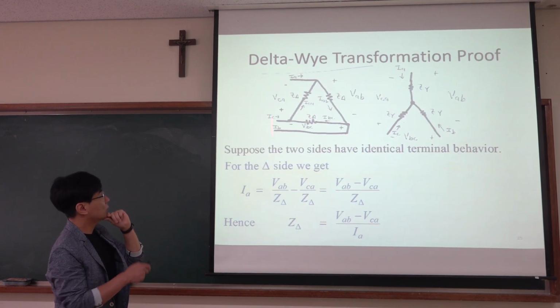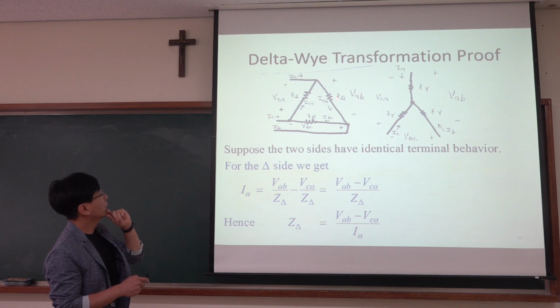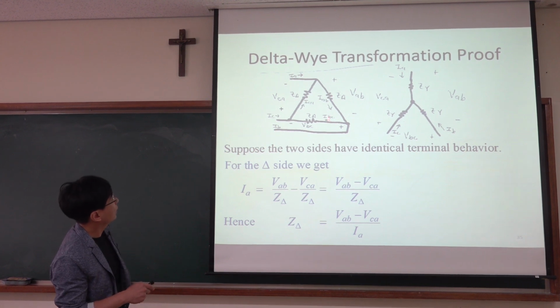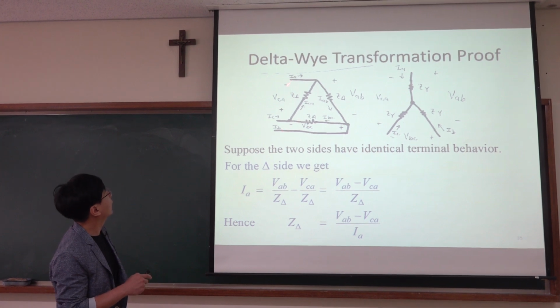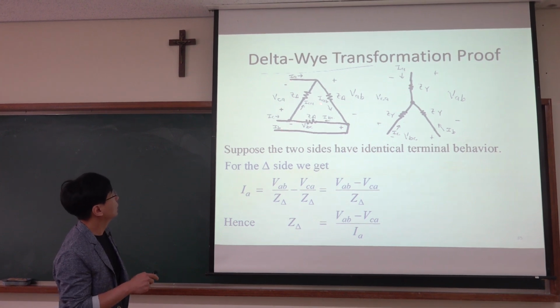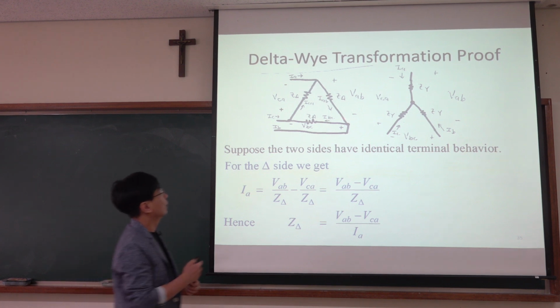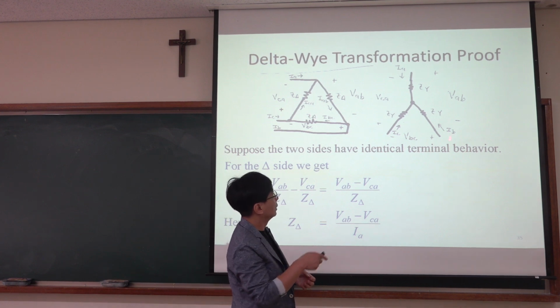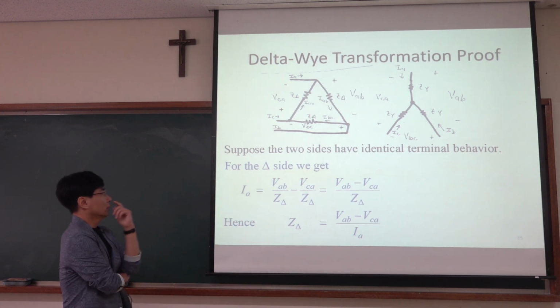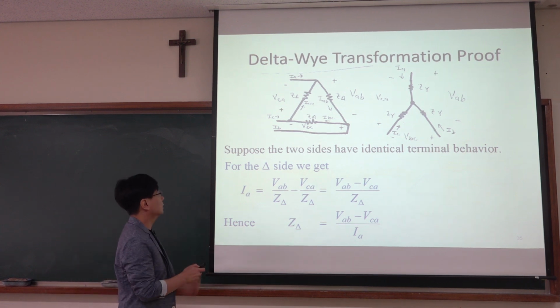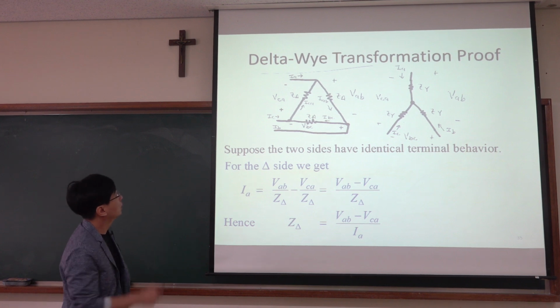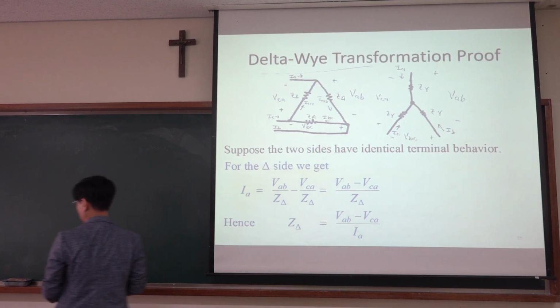So this is our delta connection. The impedance Z delta. And IA, IB, IC, and then this is IAB, IBC, ICA. And we want to change this to Y connection. So suppose the two sides have identical terminal behavior. And for the delta side, this one, we get this IA. You remember this one.